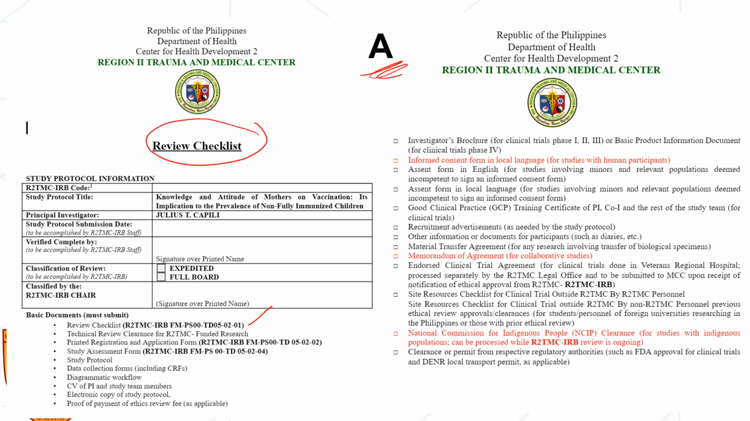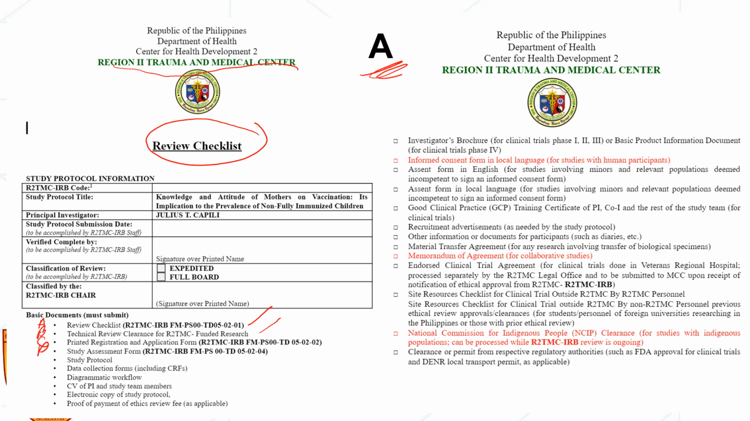And then technical review clearance, this is for the Region 2 Trauma Medical Center. This is where we usually apply for ethics clearance here in Region 2. But your technical review clearance for R2TMC is only for funded researches. So it's A, it's B. Letter C is the printed registration and application form. I'll show that to you later.